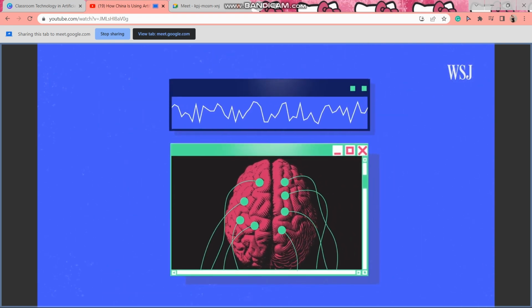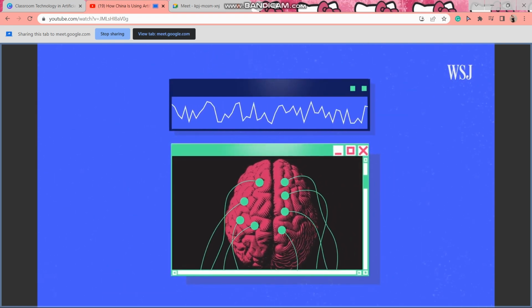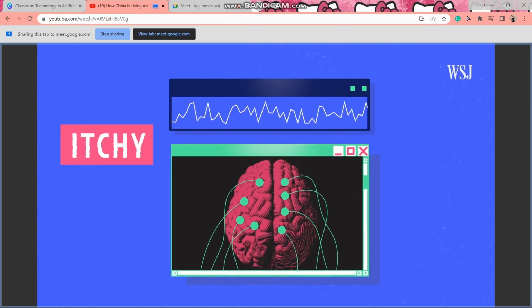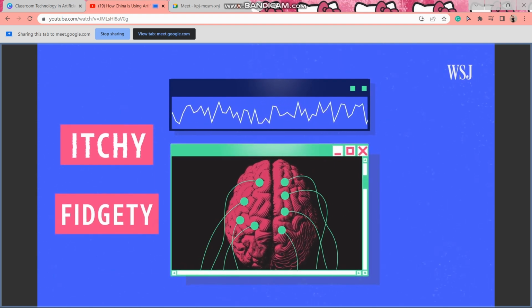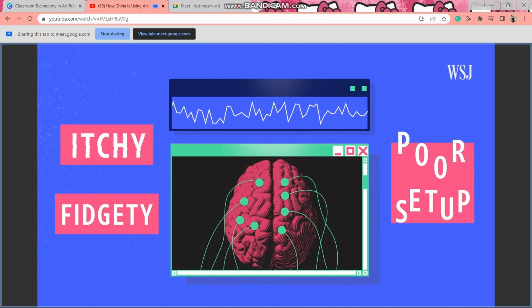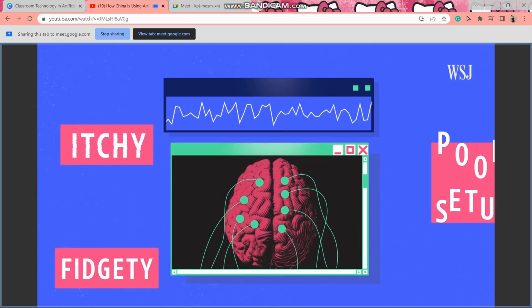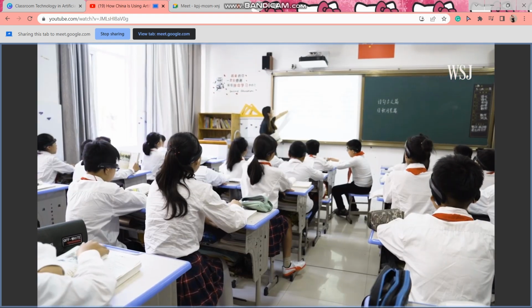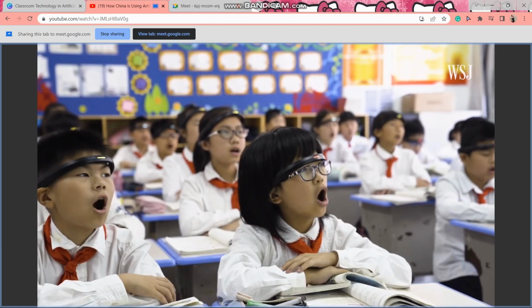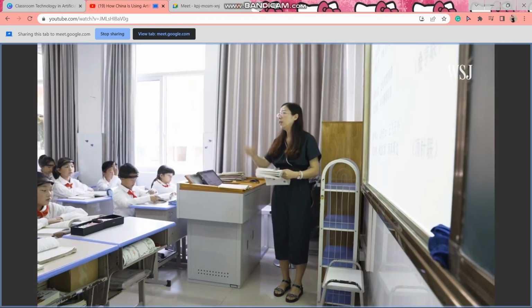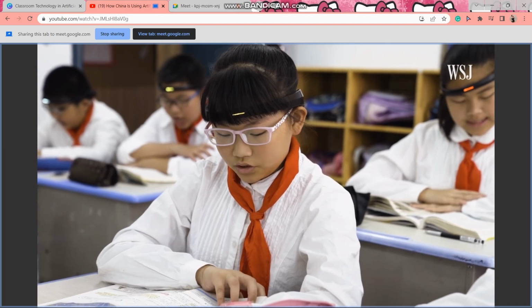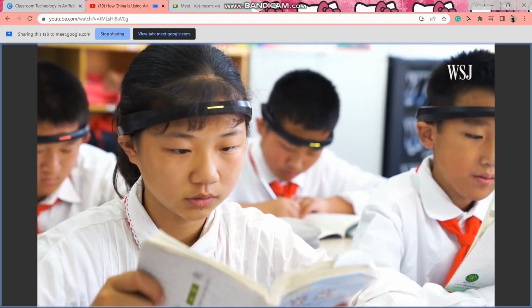EEG is very susceptible to artifacts. And so if you are itchy or just a little fidgety, or the EEG wasn't set up properly so that the electrodes didn't have a good contact, it affects the signal. Despite the chances for false readings, teachers told us the headbands have forced students to become more disciplined.